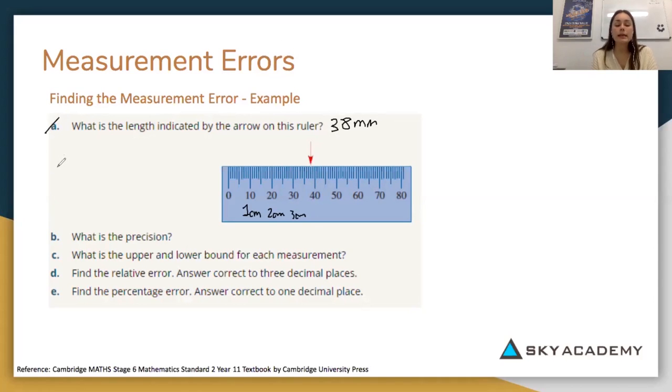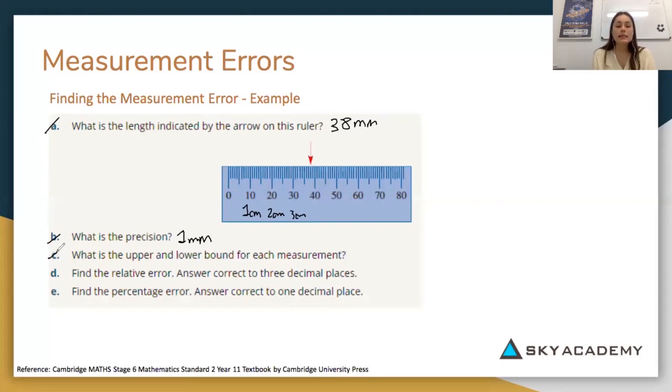Question B says, what is the precision? So this is where you have to think, and you have to think in your head, what is the smallest unit of measurement that I can see? And we can see millimeters, and the smallest one I can see is 1 millimeter. So if I was to look here, the smaller line represents 1 millimeter, and that's the smallest unit of measurement I can see. I can't see nanometers or any other type of smaller unit of measurement. The smallest I can see is millimeters, and so we're going to say that 1 millimeter is the precision.